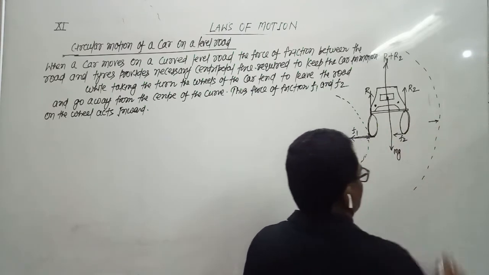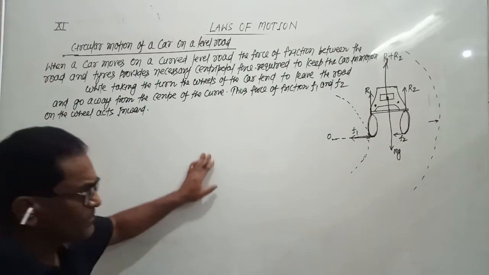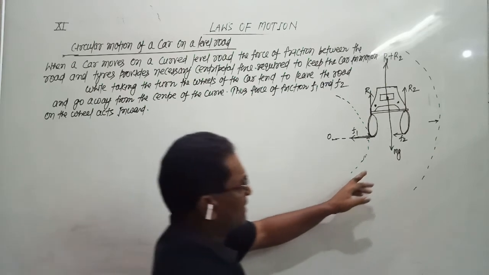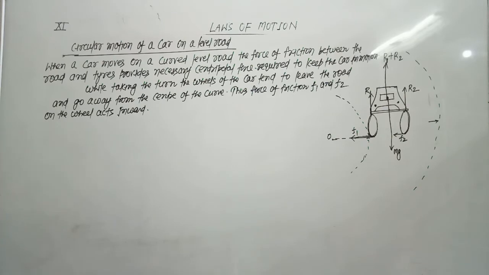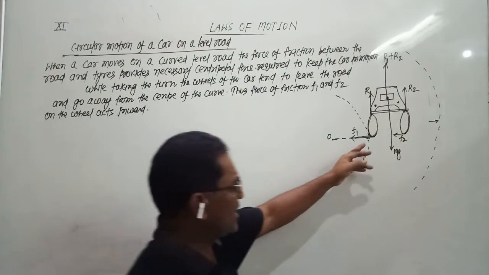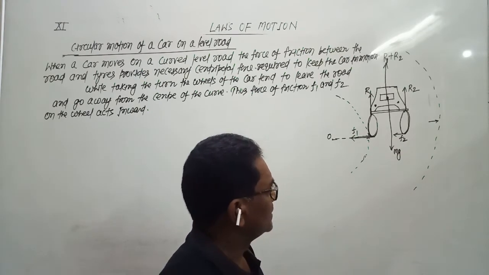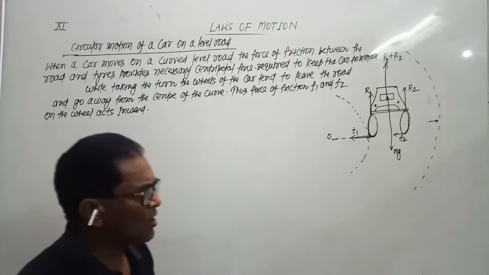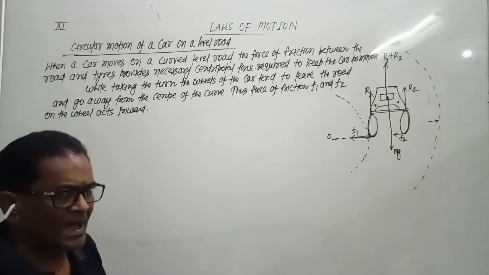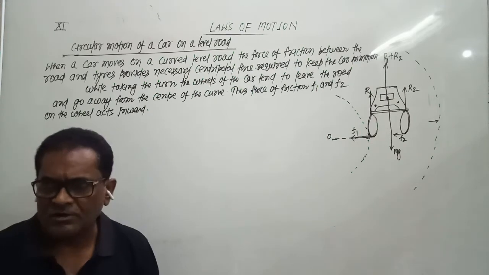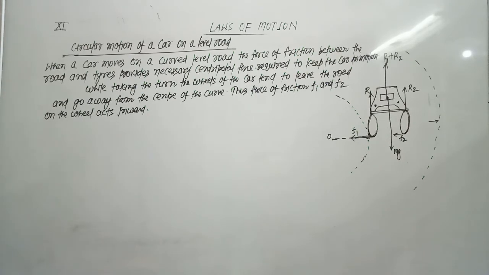In this direction, the force acts on the wheel. To keep the wheel in motion, to keep the car in motion, the force of friction F1 and F2 acts in the inward direction. To overcome and balance the tendency of the wheel to go outward, the force of friction F1 and F2 acts in the inward direction.